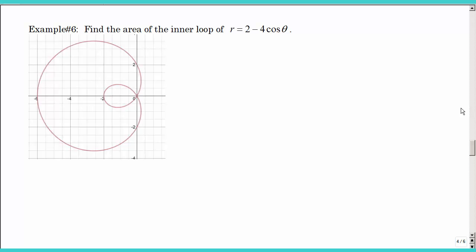In this example, we're asked to find the area of the inner loop of this limacon. The difficulty lies within finding your limits of integration. What angles will give you this area? I think it would be helpful to look at how this graph gets traced out step by step.